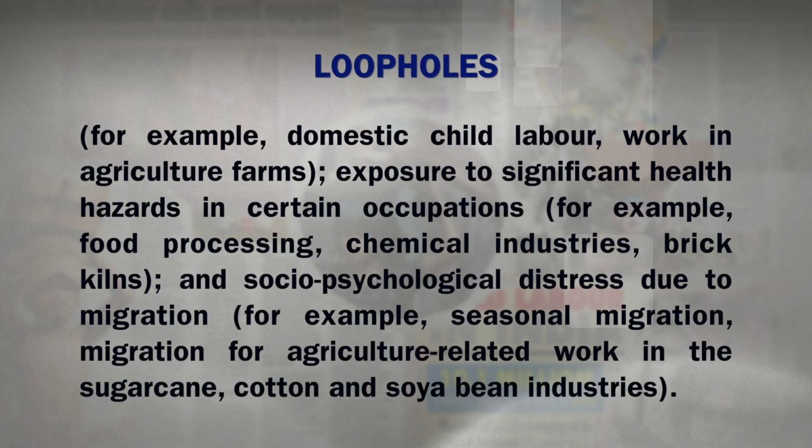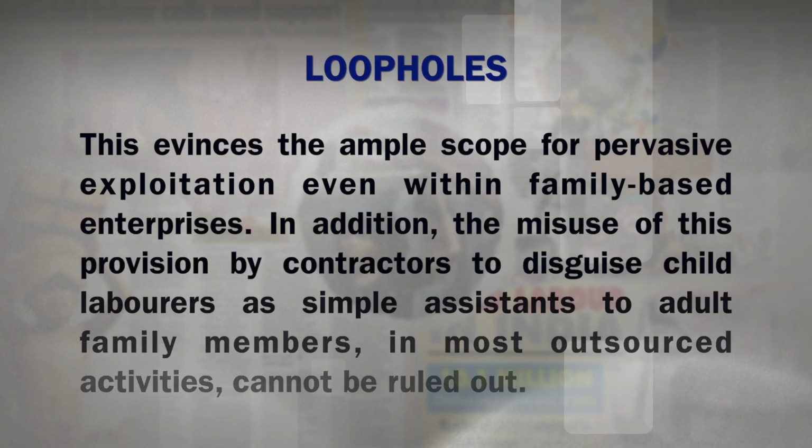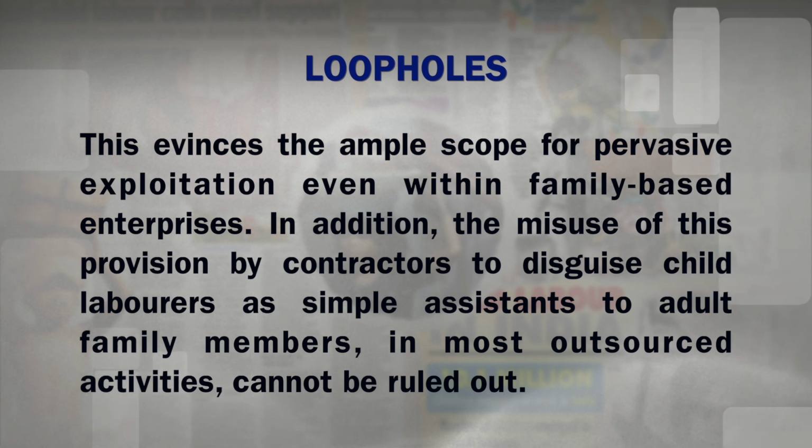for example, domestic child labor, work in agriculture farms, exposure to significant health hazards in certain occupations, for example, food processing, chemical industries and brick kilns, and socio-psychological distress due to migration, for example, seasonal migration, migration for agriculture related work in sugarcane, cotton and soybean industries. This evinces the ample scope for pervasive exploitation even within the family-based enterprises.